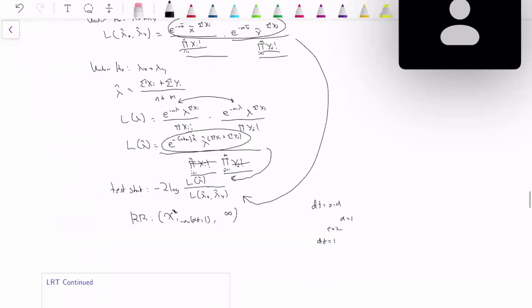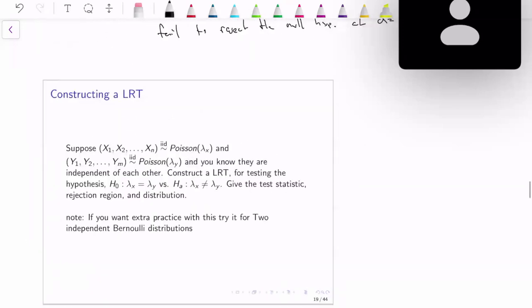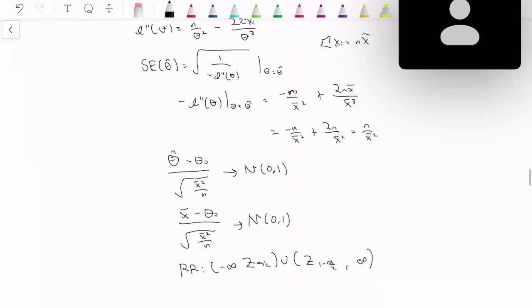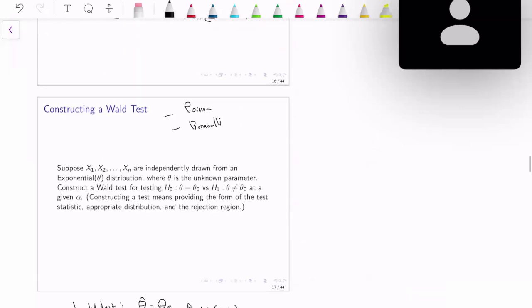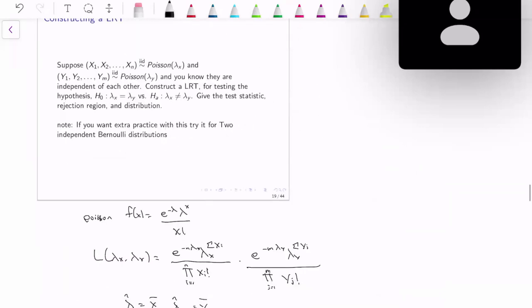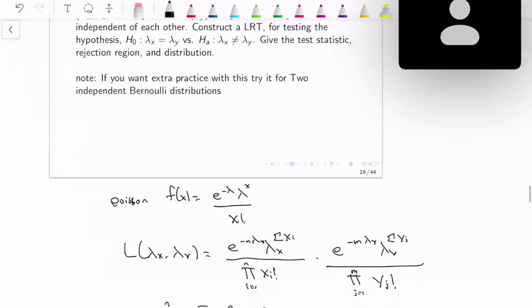Again, if you want extra practice constructing likelihood ratio tests, you can obviously try doing it with the one population likelihood ratio test. I think it's a little bit easier to construct than the two population one. And you can try it for Bernoulli, exponential, gamma, beta, any distribution you like. It is good practice.